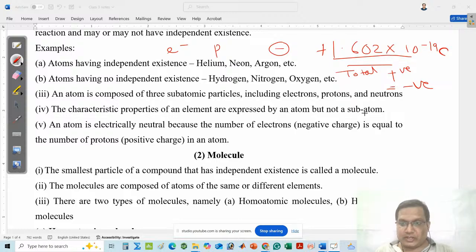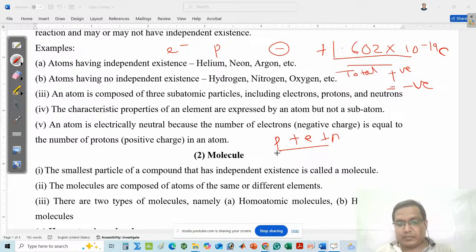Again we know that the neutron has no charge, it is a neutral species. Suppose I want to say what is the charge of an atom, then you can say that the charge of an atom is 0, because we know that proton, electron and neutron, these three subatomic particles are responsible for the construction of an atom.